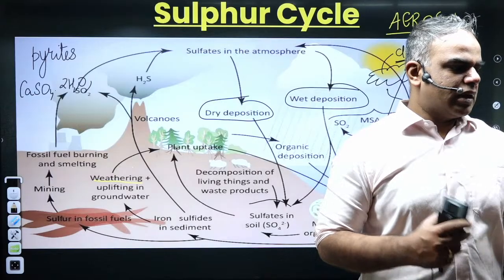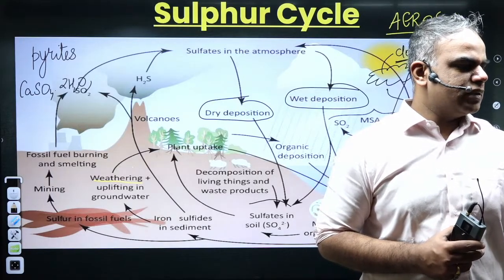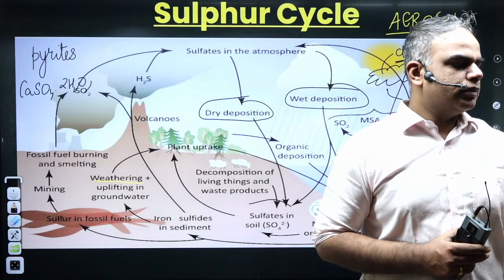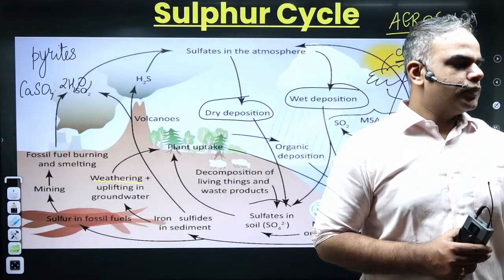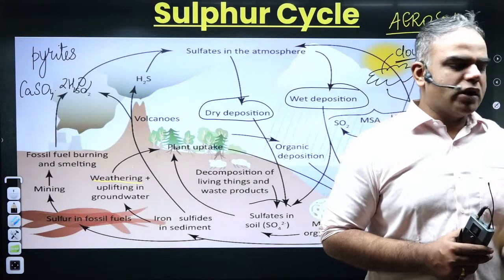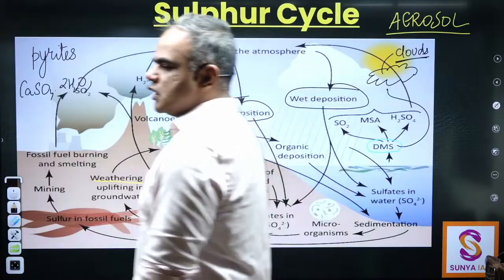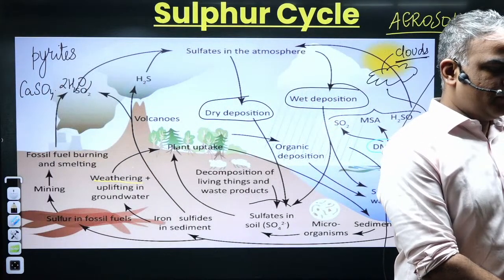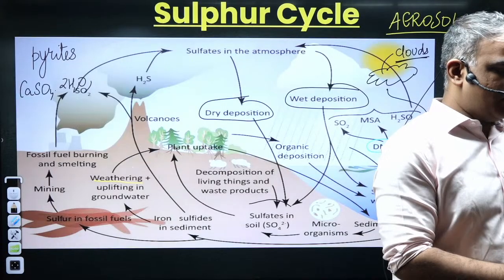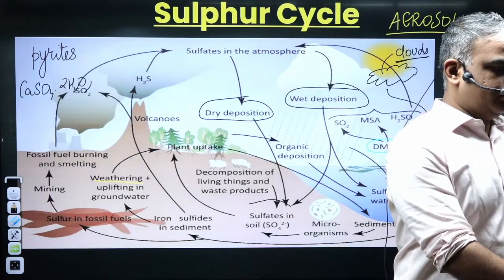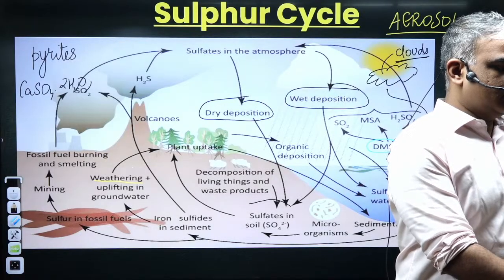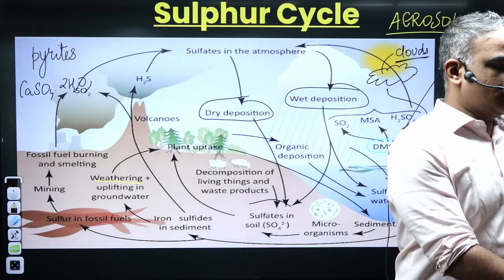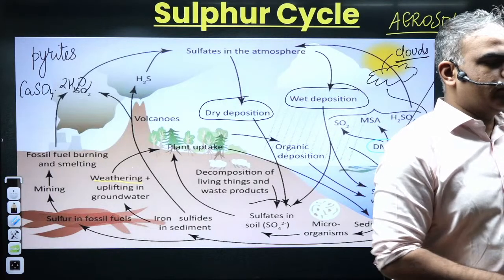Okay, and last, again this is a repetition. Atmospheric components. Dash, you can write volcanic activity and fossil fuel combustion. All of this ultimately releases sulfur compounds. Okay.